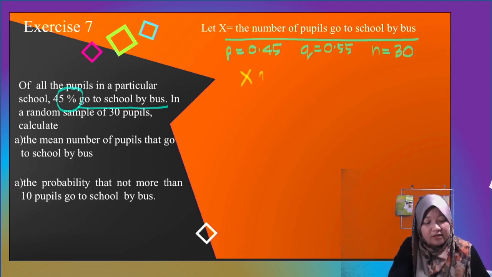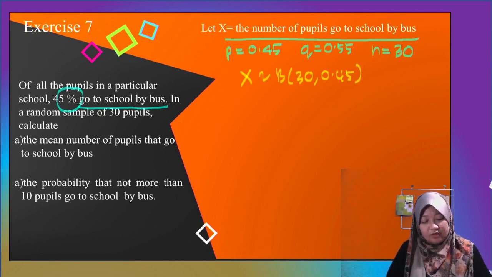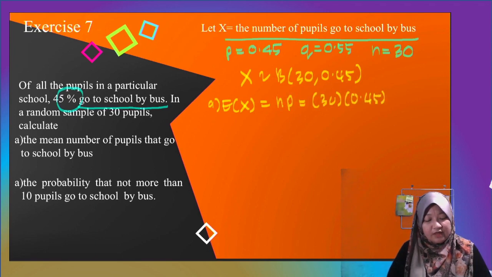Okay, X distribute binomial, saya tulis mula 30, 0.45. Okay, soalan dia mean number of people. So, mean adalah E(X). So, E(X) is np. So, n is 30, p is 0.45. Then, the expected is 13.5.